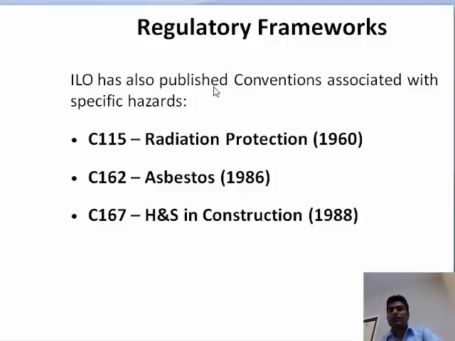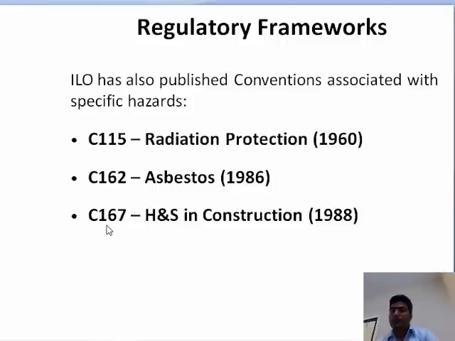ILO has not only Convention C-155 on occupational health and safety, but it also published conventions associated with specific hazards. That means C-115 on radiation protection, 1960. That means in 1960 they held a meeting on the topic of radiation protection, and C-162 on the topic of asbestos, and C-165.